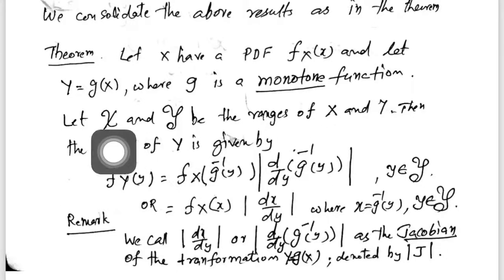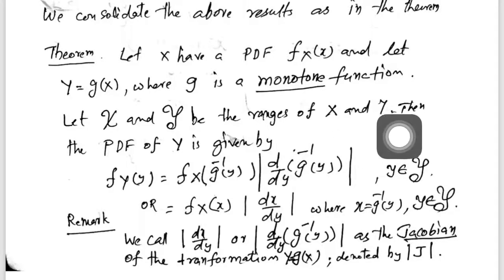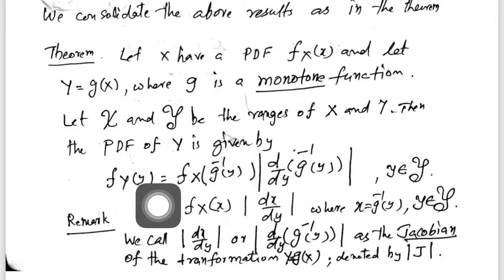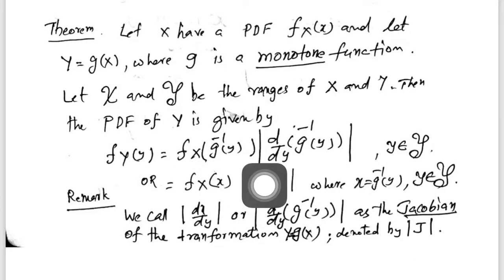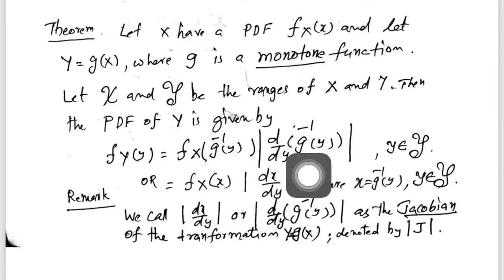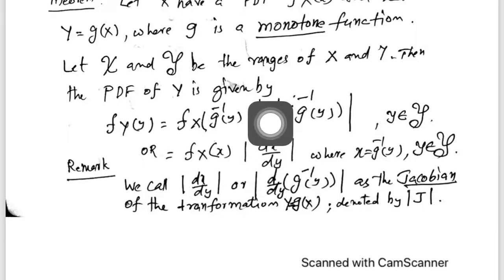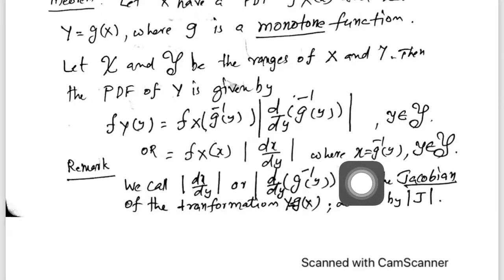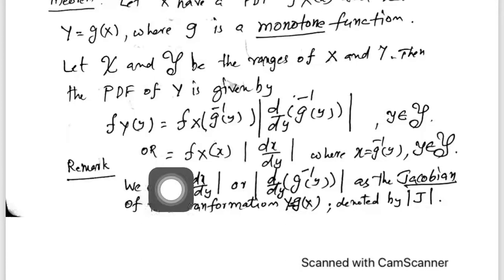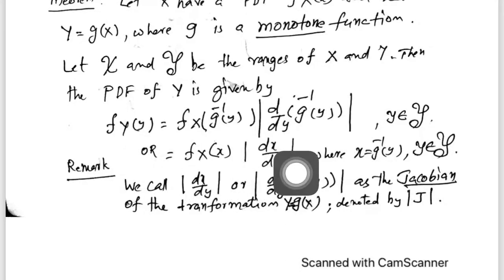Then if script x and script y are the ranges of x and y, then the PDF of y is given by fy of y equal to fx of g inverse y into modulus of d by dy of g inverse y, or you can use this formula. Both formulas are the same, the only thing is that instead of g inverse y I am writing x, that's all. Okay, because x is equal to g inverse y. So this is the formula. Fy of y is equal to fx of x into modulus of dx by dy.